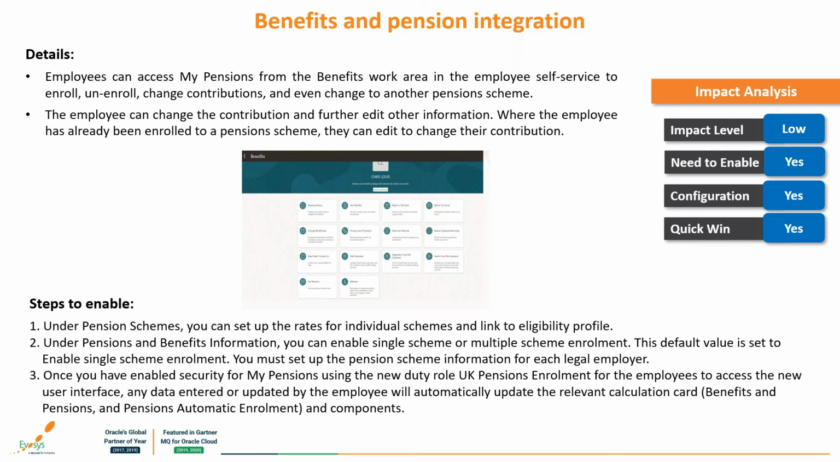To enable it, it's a two-step process. Firstly, we need to turn the feature on for individual legal entities from the manage legal entity HCM information page. And secondly, you need to give the UK enrollment role to the employees for them to access the interface.